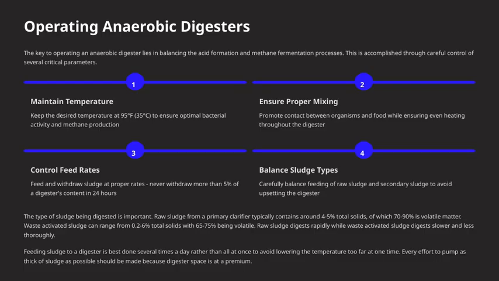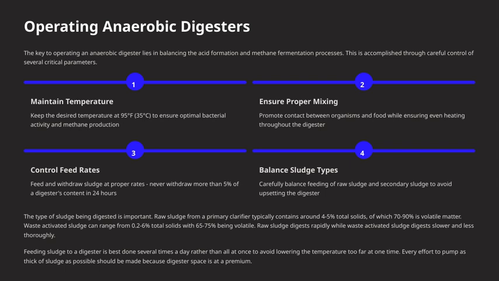Let's talk about operating anaerobic digesters effectively. The key to successful operation is maintaining a balance between acid formation and methane fermentation. Achieving this balance requires careful control of several critical parameters. First, maintaining the right temperature is essential. We want to keep it around 95 degrees Fahrenheit or 35 degrees Celsius. This temperature is ideal for bacterial activity, ensuring optimal methane production.